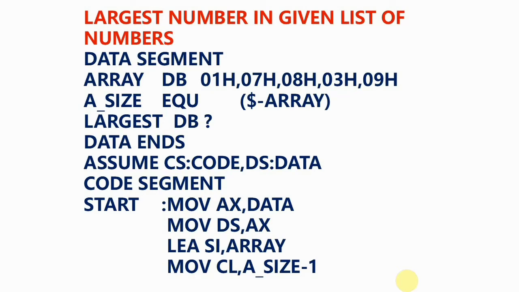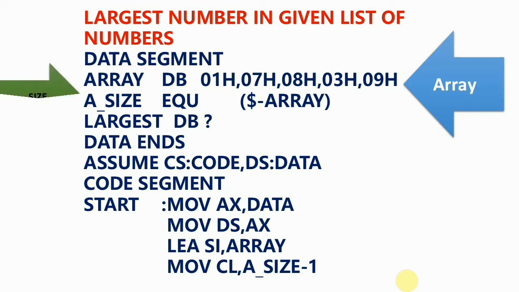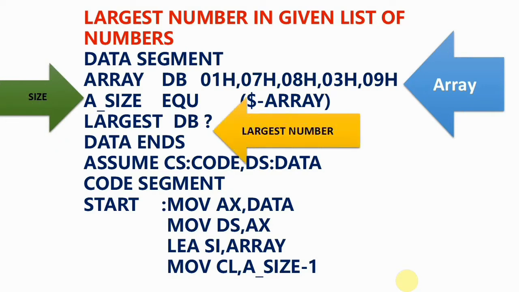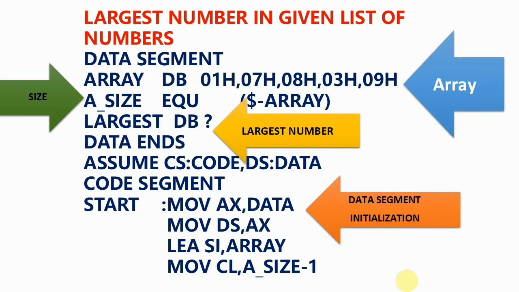So, largest number in a given list of numbers. Here you can see that in the data segment we have declared an array, db 01 07 08 03 09, which are the elements of the array. A_size equ $ minus array is to find the size of the array. Then largest db ? is the largest number, where we want to store the result. Then mov ax, data and mov ds, ax will initialize the data segment.